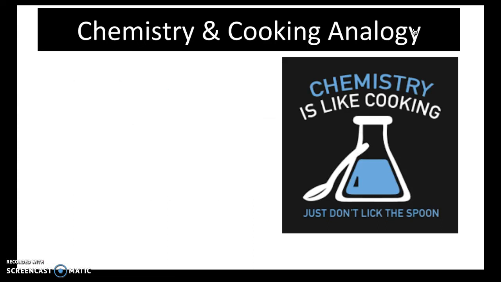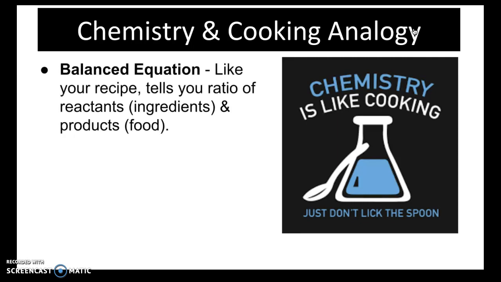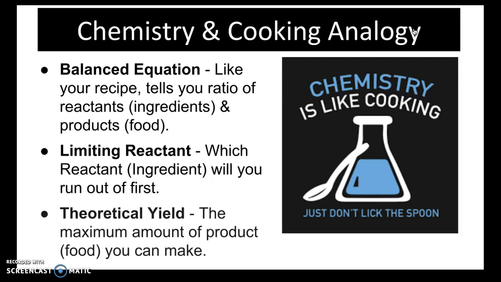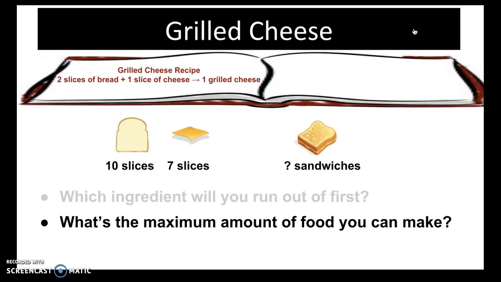Okay, so chemistry and cooking analogy. We discussed in the first video that your balanced equation is like your recipe, it tells you the ratios of ingredients in food or reactants and products. The limiting reactant is the ingredient or reactant you run out of first, and theoretical yield is like the most amount of food you can make, or the most amount of product you can make. And in the last video, we talked about this grilled cheese analogy, which helps us to ground ourselves, and that's the thinking we do when we are tackling these types of problems.